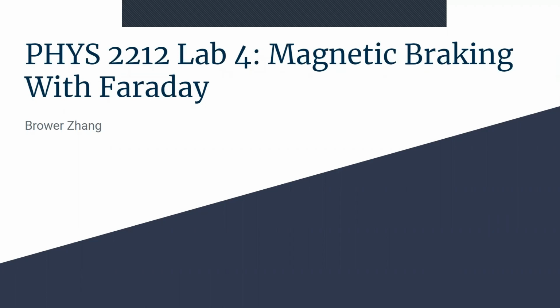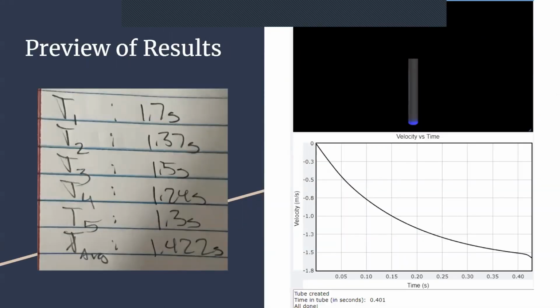This is my submission for Lab 4, Magnetic Braking with Faraday. The purpose of this lab is to collect observational data of a bar magnet falling through an aluminum foil tube and model the interactions between the magnet and the aluminum foil surroundings using Faraday's law. Here is a brief preview of the results of the lab.